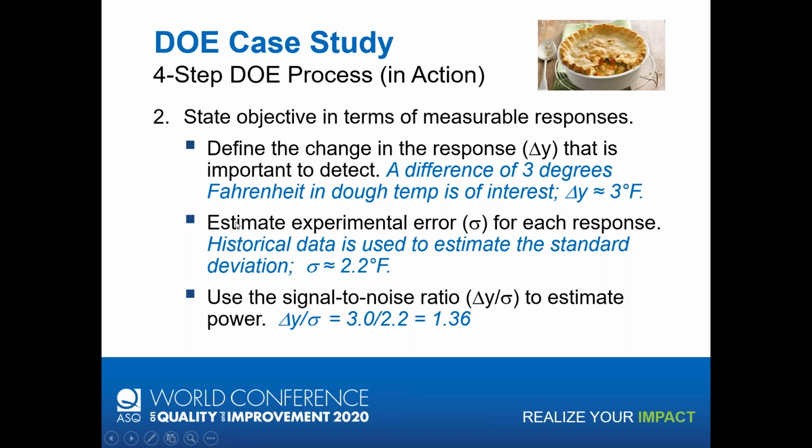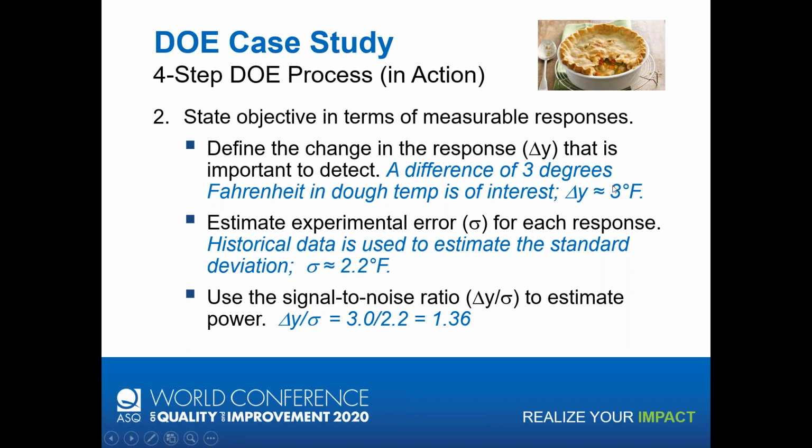We have to estimate the standard deviation for the response. So we can look back at historical data for dough temperature, and we look at a sample size that you have to determine. You have to take a sample that is representative, one that's going to represent the normal process variation, and pop all that into something like Excel and get it to calculate the standard deviation for you, which they do, and it's 2.2 degrees F.